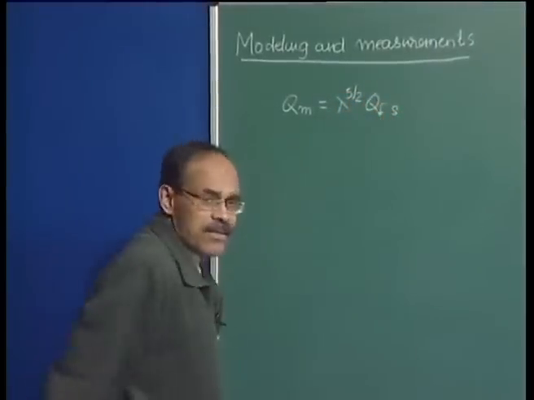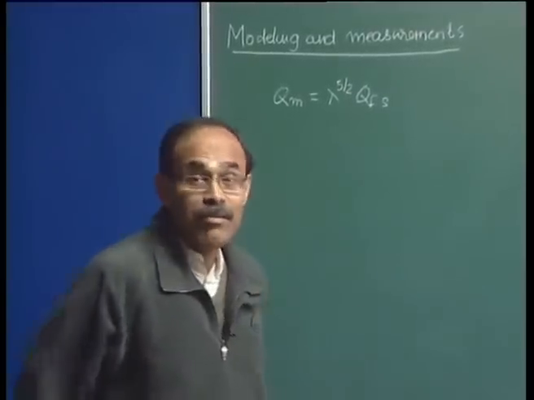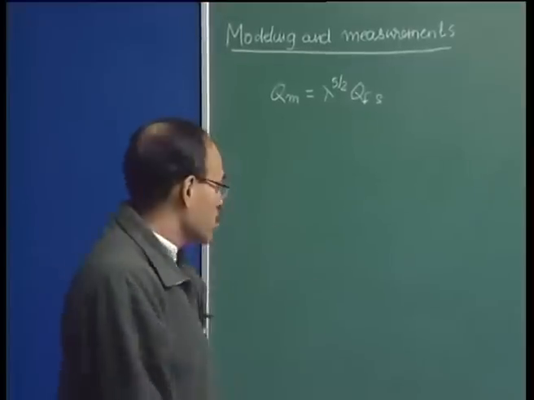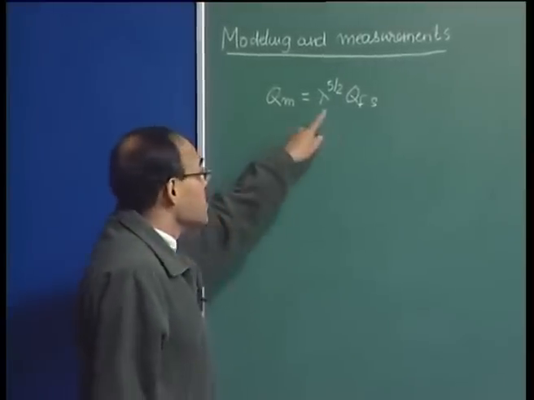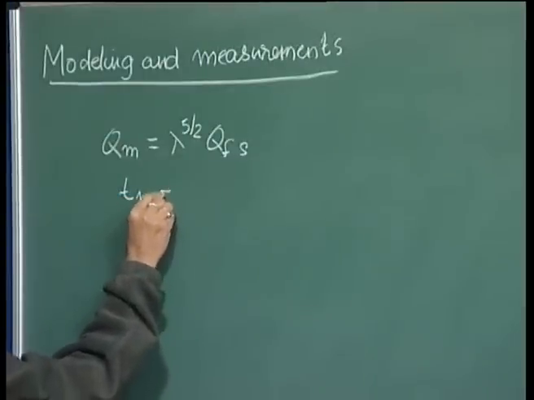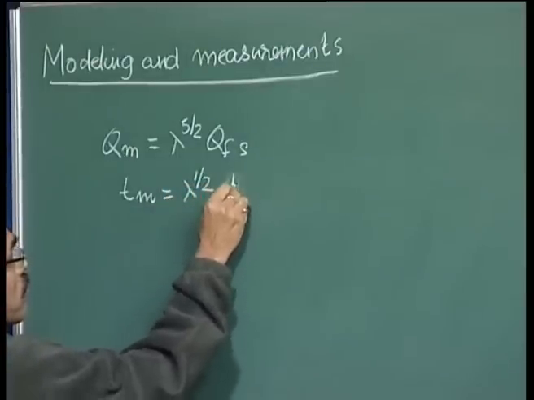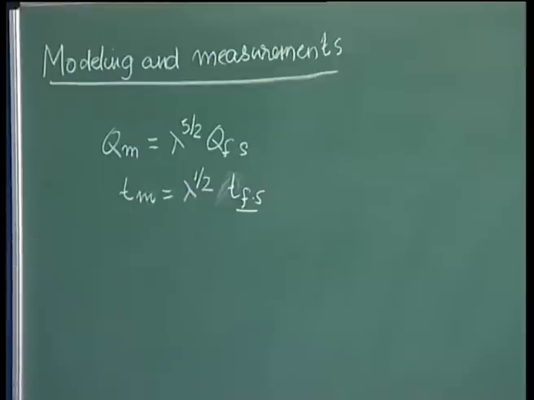I have also talked about kinematic similarity, and I said that if there are geometric similarities between the two ladles, for example, and if the flow rates are scaled in accordance with this equation, then the corresponding time scales in the model and the full scale are going to be related in proportion to lambda to the power half. This also we have talked about. Now, let us take a typical example to show you how you really proceed to model, for example, a gas stirred ladle system.